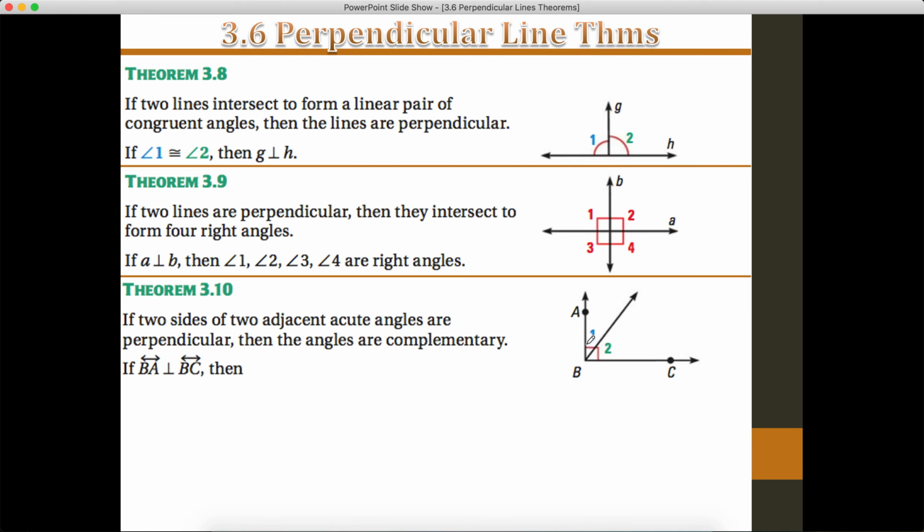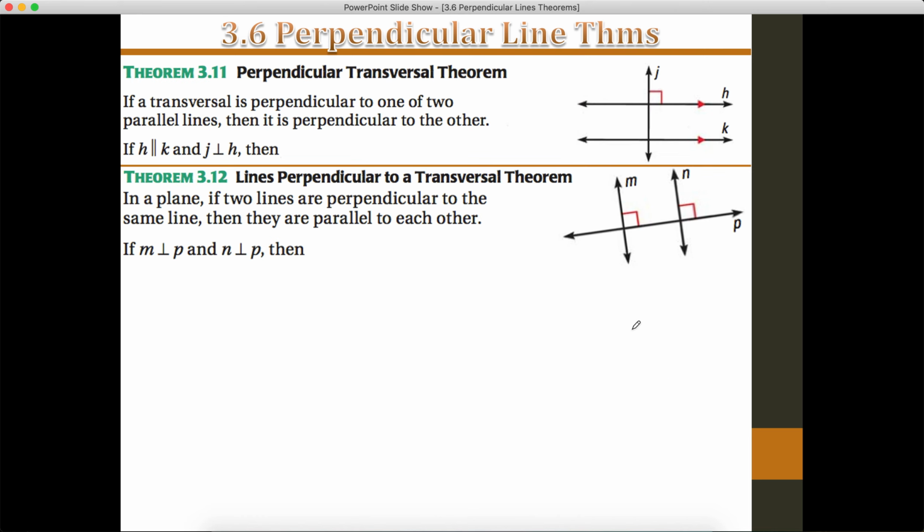Well, I could use the angle addition postulate to say that 1 plus 2 is still equal to 90. They'll still give me this 90 degrees. So what does it mean when the sum of two angles is 90? That is, by definition, complementary. So I can say that if these two are perpendicular and something cuts through the 90, then the remaining pieces of that cut, that intersection, are complementary.